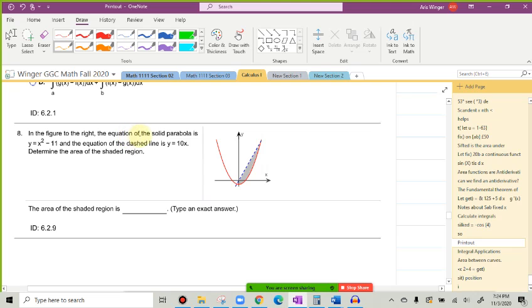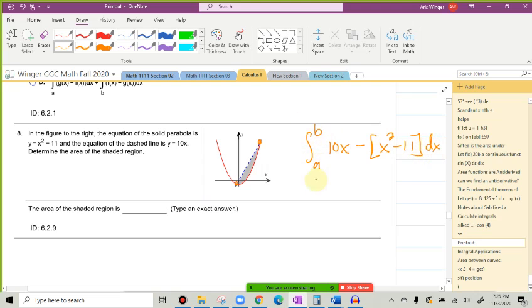In the figure to the right, the equation of the solid parabola is x squared minus 11, and the equation of the dashed line is y equals 10x. Determine the area of the shaded region. Again, one of these is a parabola and the other one is a line, and it looks like the line is the higher function. We need to find out where these two intersect. So this is going to be some integral from a to b of the top function, which is 10x, minus the bottom function, which is x squared minus 11 dx.